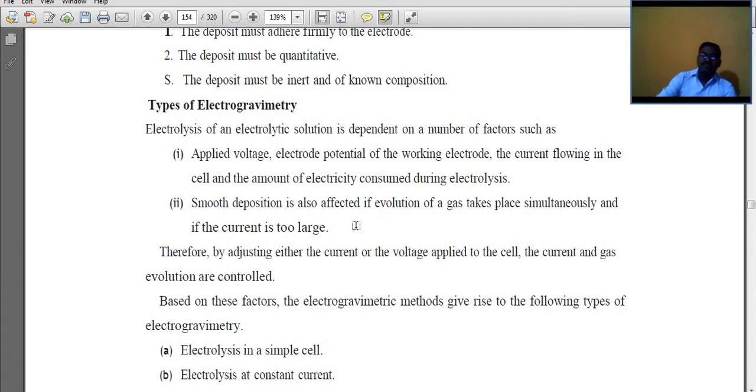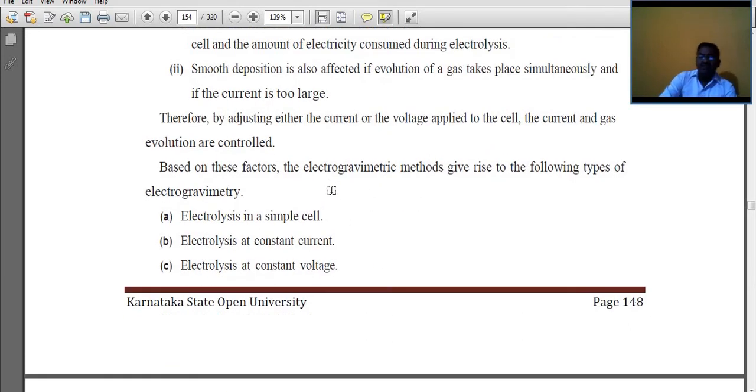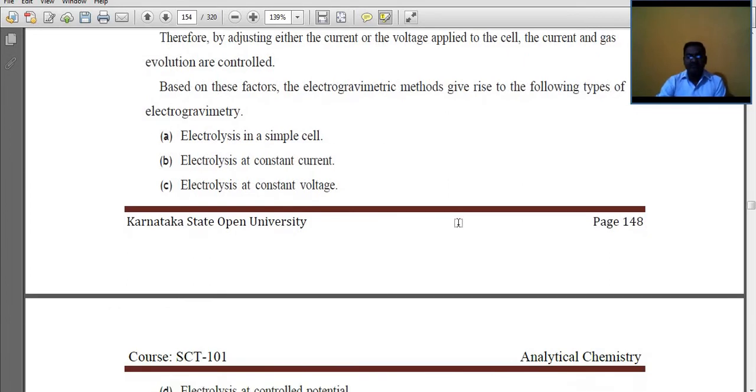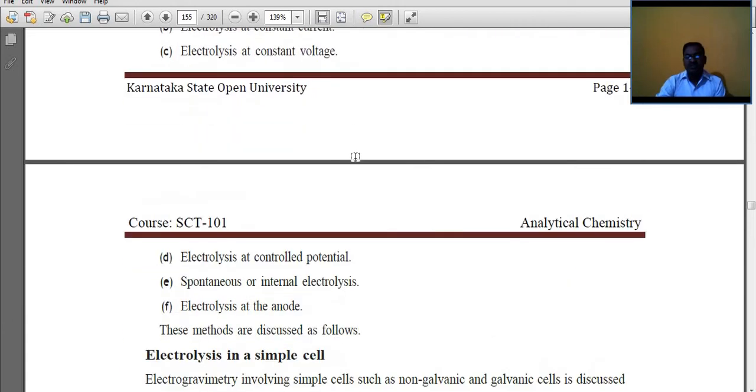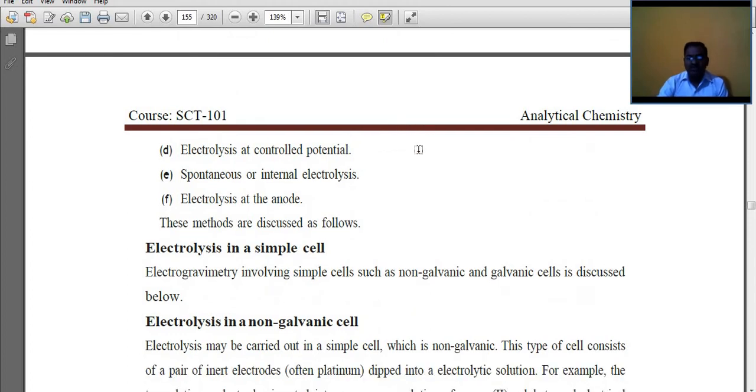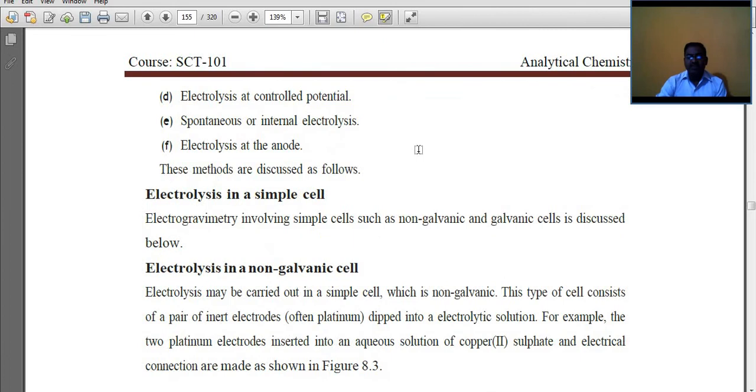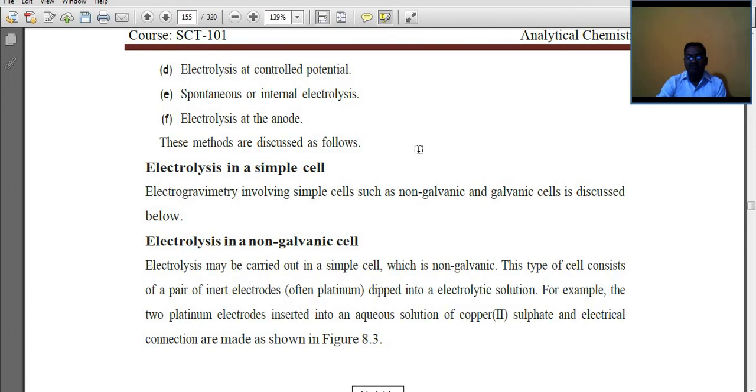On the basis of these factors, the electrogravimetry methods give rise to the following types: electrolysis in the simple cell, electrolysis at constant current, electrolysis at constant voltage, electrolysis at constant controlled potential, spontaneous or internal electrolysis, electrolysis at the anode. These are all.